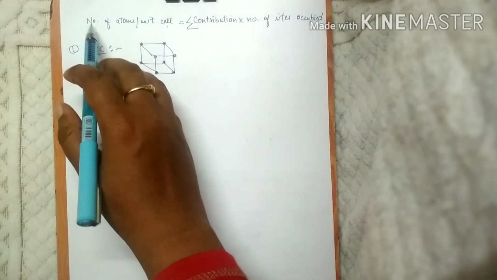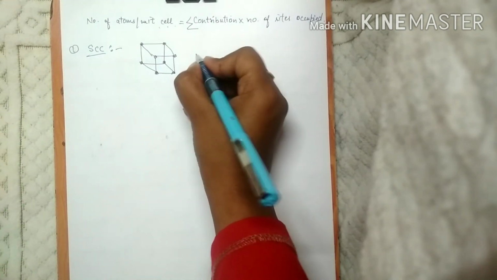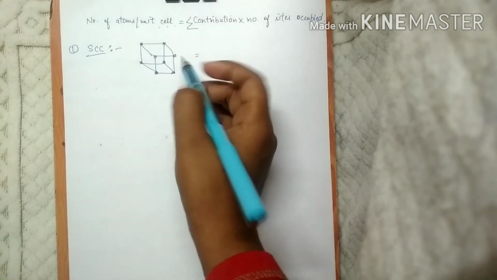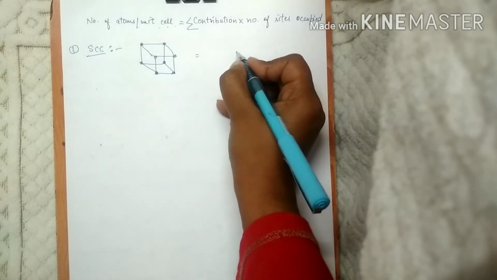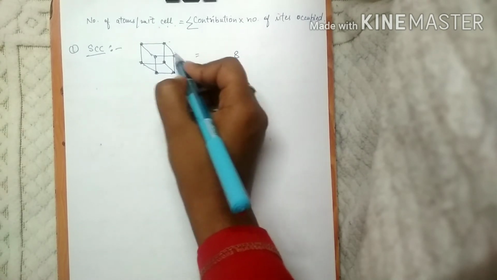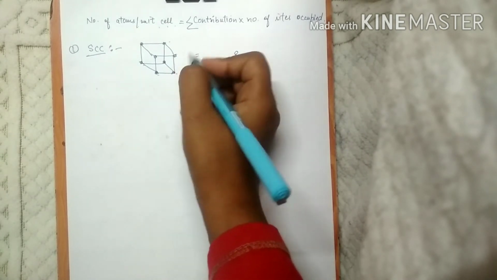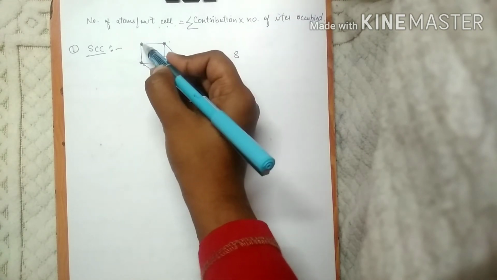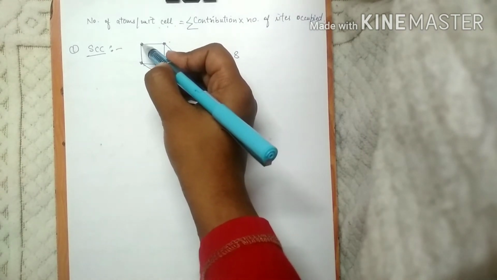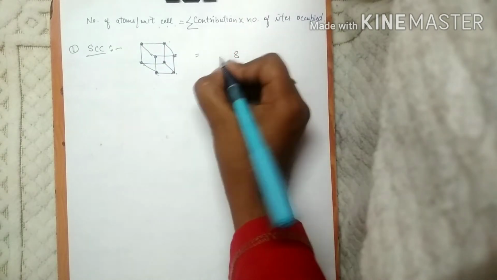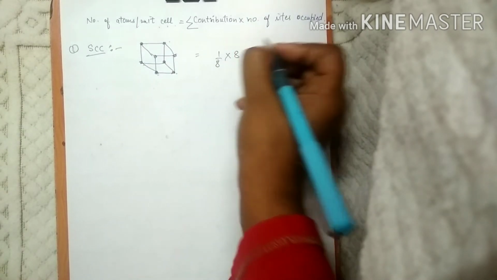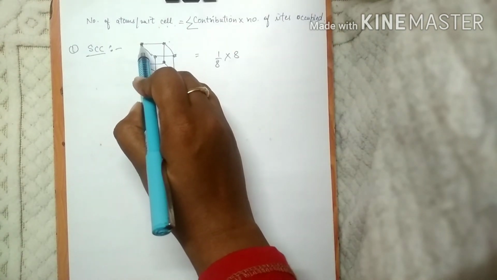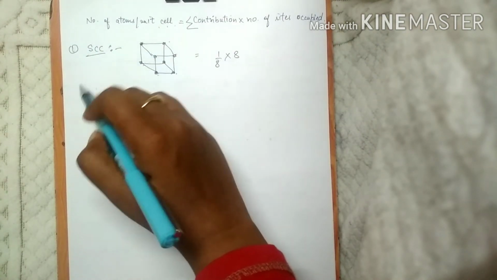So in order to find out the number of atoms present per unit cell, we have to see the contribution and the number of sites occupied. The number of sites which are occupied are 8: 1, 2, 3, 4, 5, 6, 7 and 8, and the contribution will be, it is present at the corner. So how much contribution does a corner give? It is 1/8. A corner gives 1/8 contribution because this corner atom will be shared by 8 unit cells.